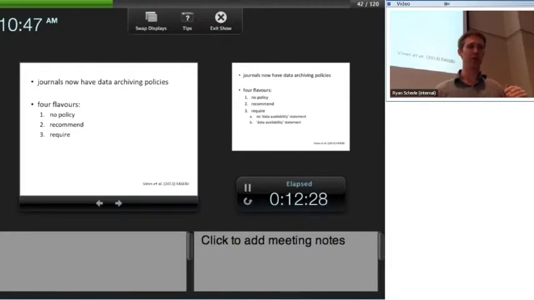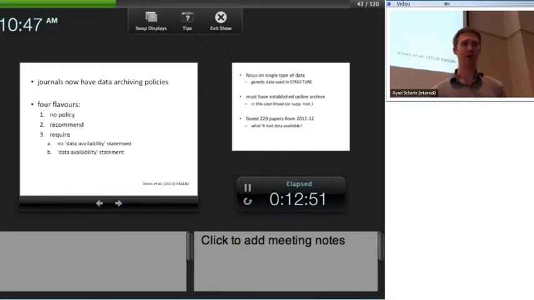No policy, where you don't mention data archiving anywhere in your author guidelines at all. You can recommend that the authors archive the data. You can tell them you think it's important and it should be available. Or you can require, you say there's a condition of publication that your data is made available. And a requirement actually has two subcategories: there is no data availability statement, or there is a data availability statement. And this is a mandatory statement that is present in the paper that says where the data are.